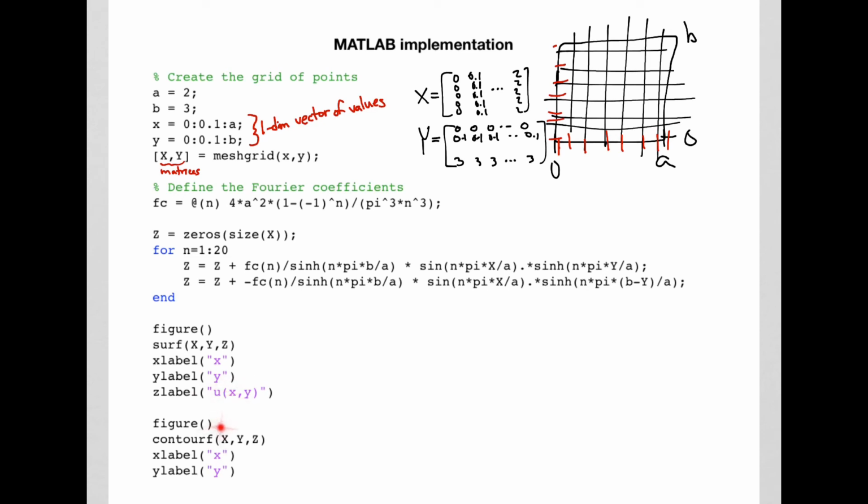And I also want to have a contour plot, so I'll generate a second figure using the contourf function. Same three coordinates: the x coordinate grid, the y coordinate grid, and the value of my function. By putting an f on the end, this is a filled contour plot, and it's going to make pretty colors. Alright, so let's take a look and see what the results are.